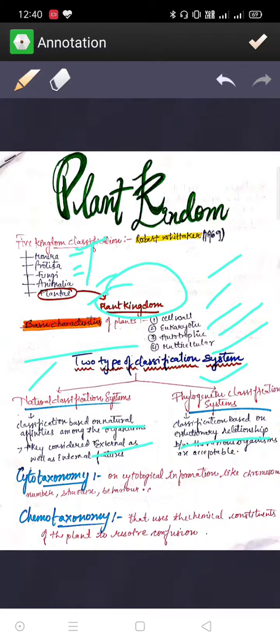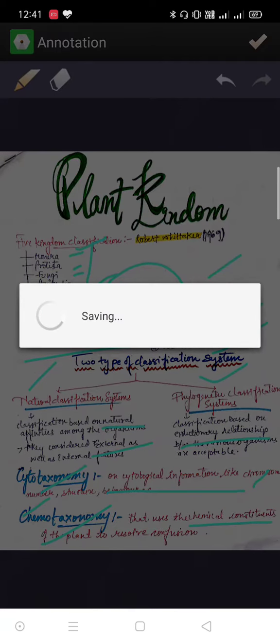Plants are classified on the basis of two types of taxonomy: cytotaxonomy and chemotaxonomy. Cytotaxonomy is grouping organisms on the basis of cytological information like chromosome structure, nuclear structure and behavior, number of chromosomes and so on. Chemotaxonomy is based on the chemical constituents of the plants.